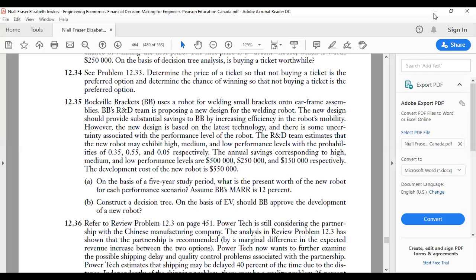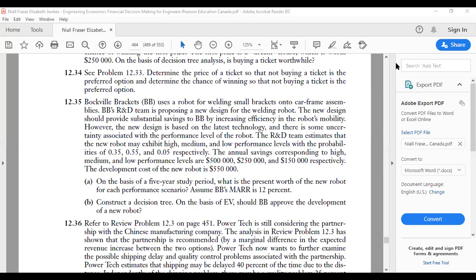So the question asks, first of all, to calculate the present worth of each of the scenarios. In each scenario, you're going to calculate what the present worth would be based on that scenario. So for example, if you pick the high performance, how much would you earn in the high performance? High performance would be 500,000, right? So you'd use your cost of minus 550,000, and then you would earn 500,000 for the next 5 years, at a MAR of 12% per year. So that you would use to calculate your present worth for high performance. You would do the same for the other two.